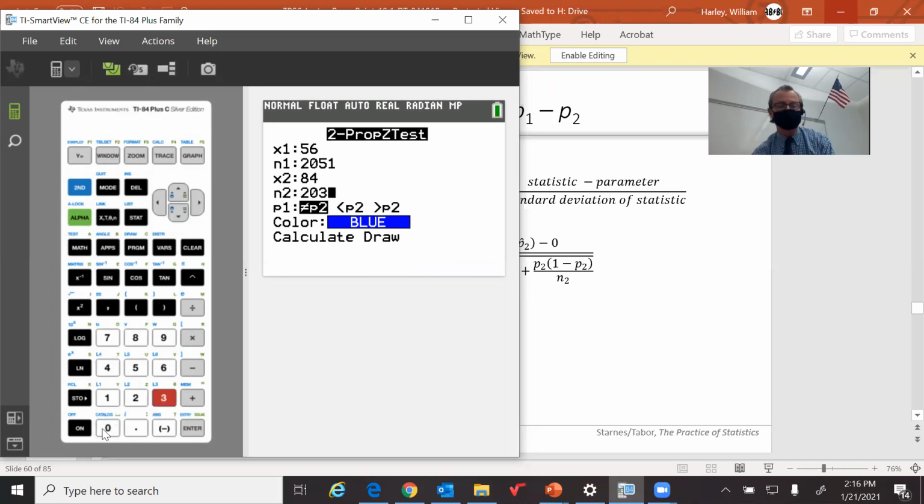Right, so we load the numbers, right? But what am I going to do? One-tail test. I'm testing to see if 1, which was the treatment, and 2 was the placebo. We want the treatment group to have fewer heart attacks. That was the whole point of the treatment. So I got to pick P1 is less than P2.